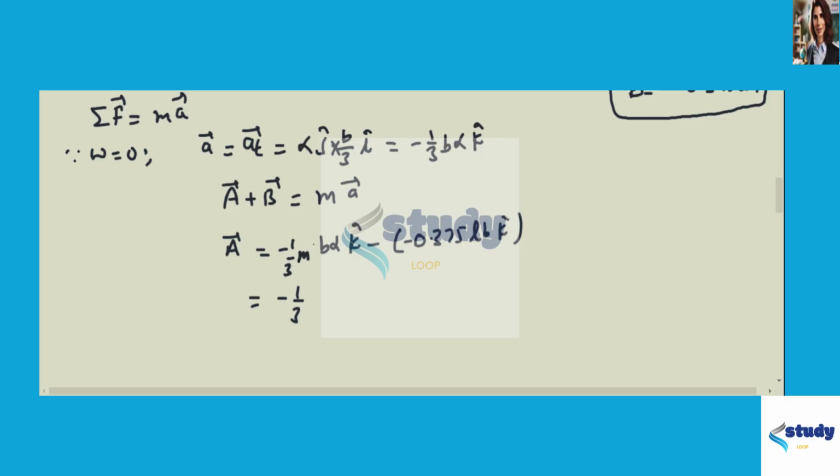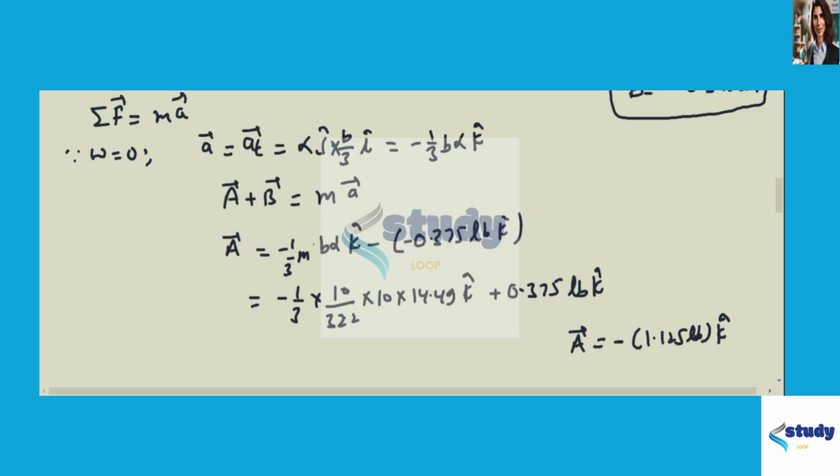Now substitute the value: 10 upon 32.2, alpha is 14.49. This is your k cap, plus 0.375 pound k cap. So on solving it, the value of A you will get is minus 1.125 pound k cap. That is the answer for this problem.